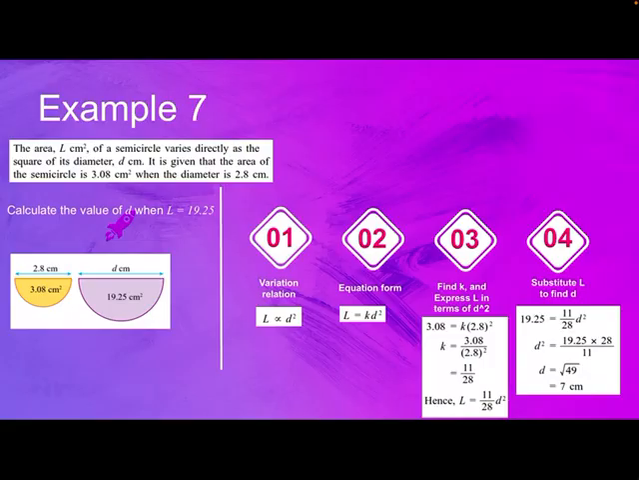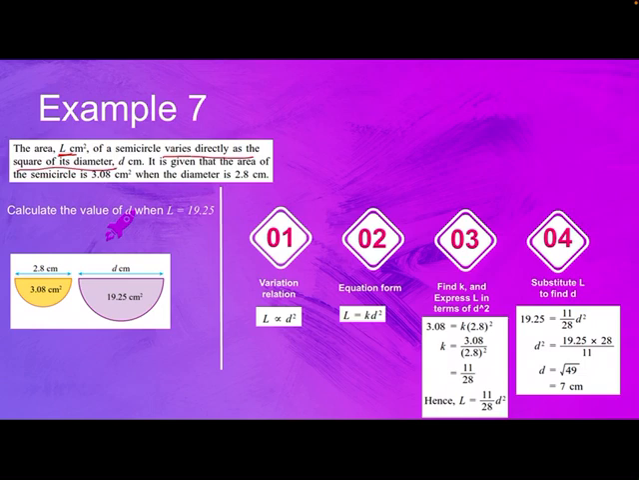Next I want to discuss example 7 in the textbook. Example 7 is problem solving. The area of a semicircle varies directly as the square of its diameter, d. It is given that the area of the semicircle is 3.08 cm squared when the diameter is 2.8 cm. The question asks you to calculate the value of d when L equals 19.25. So from the question, we can see that L, the area, varies directly as the square of its diameter.